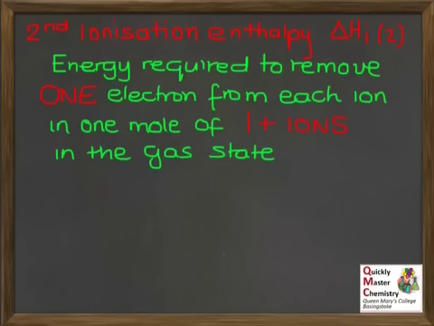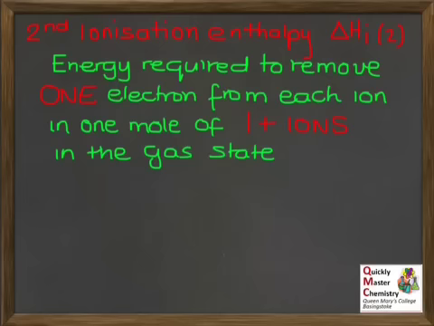Second ionisation enthalpy is the energy required to remove one electron from each ion in a mole of 1+ ions in the gas state. So actually what we're doing here is not removing two electrons, we're removing a second electron. The first ionisation enthalpy measures what happens when you remove the first electron from the outer shell, and then second ionisation is when you carry on to remove one more electron, the second electron that you're taking away.